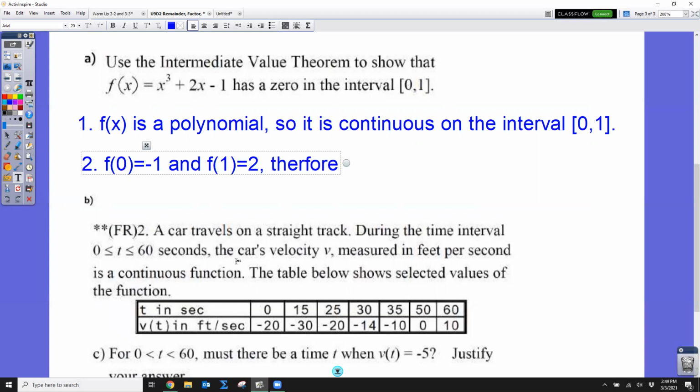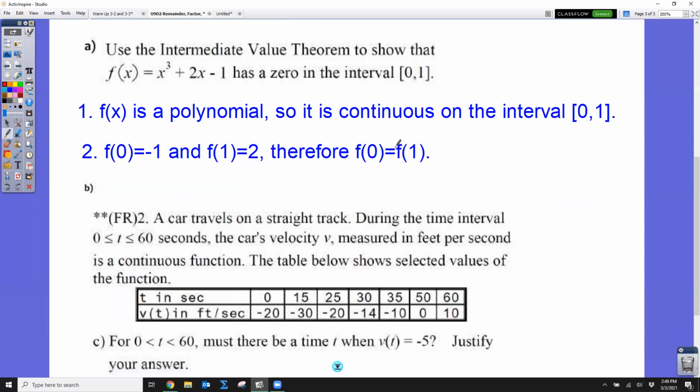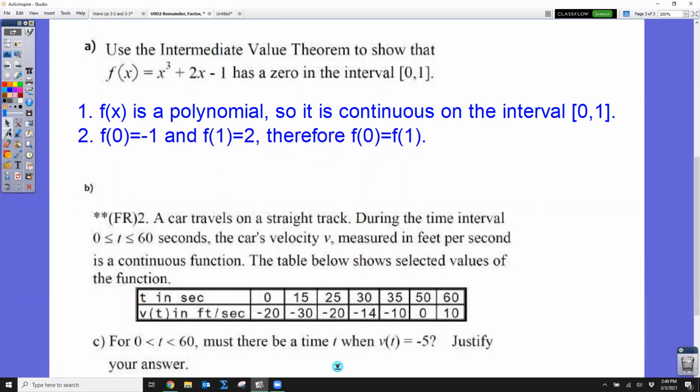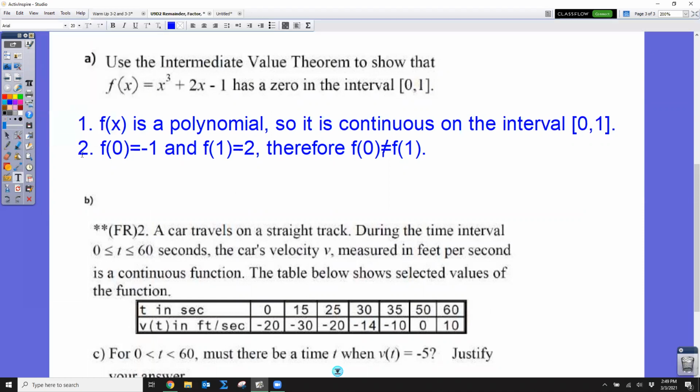Therefore, f of 0 is not equal to f of 1. To make it nicer here, mark that as not equal to. Sorry, guys, I'll move this around a little bit here. There we go. And got it. So f of 0 is -1, f of 1 is 2. Therefore, f of 0 and f of 1 are definitely not equal to one another. All right, so we've gotten two things taken care of, the continuity, and we've shown that f of 0 and f of 1 are not the same.